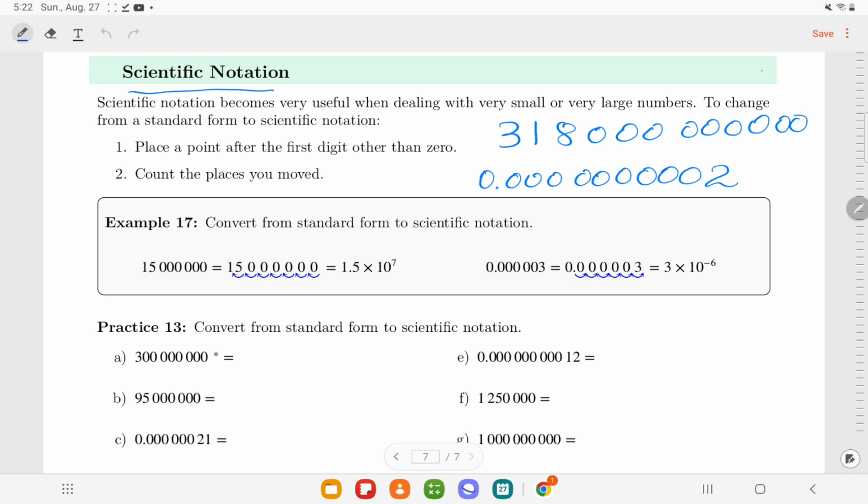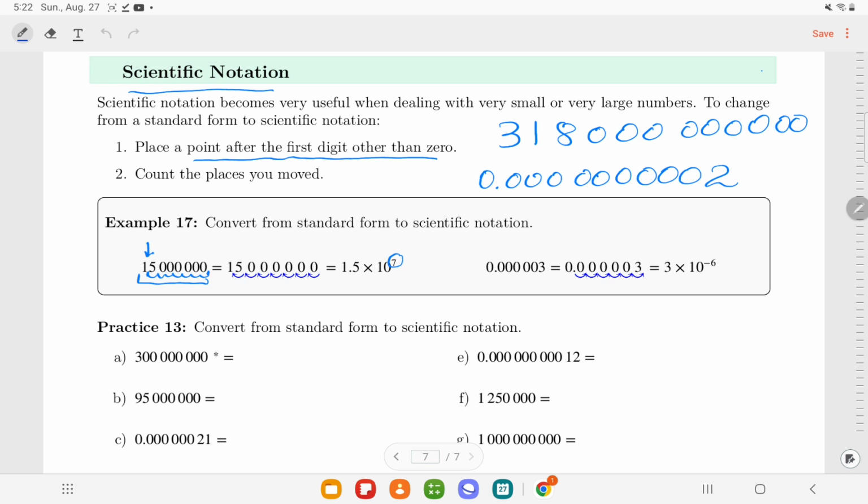And to change from a standard notation, like here we have 15 million, to scientific notation, we start with putting a point after the first digit other than 0. So we cannot put it anywhere but after the first digit other than 0. So 1.5. And then we count how many spaces are between this point and the invisible point here, because it's 15 million. So we had to move 1, 2, 3, 4, 5, 6, 7 spots. That's why that's exponent 7.